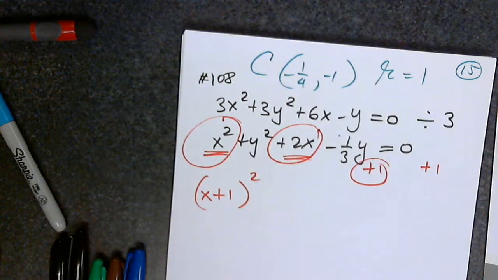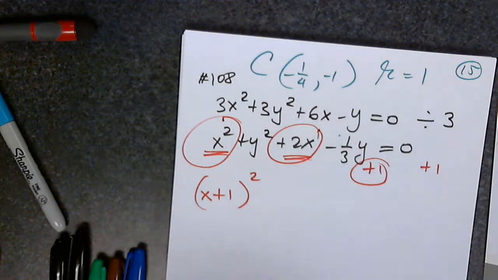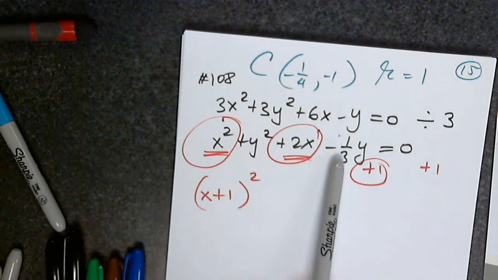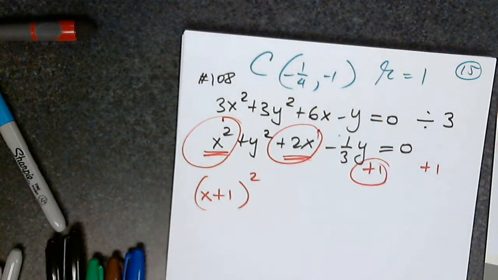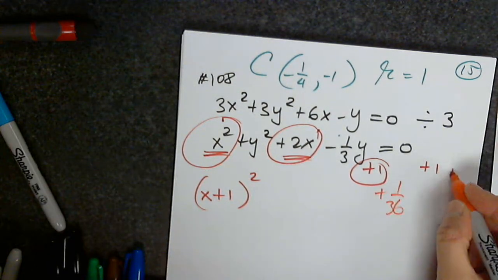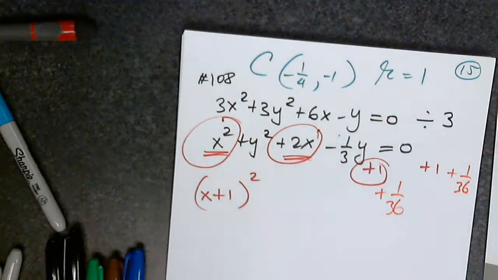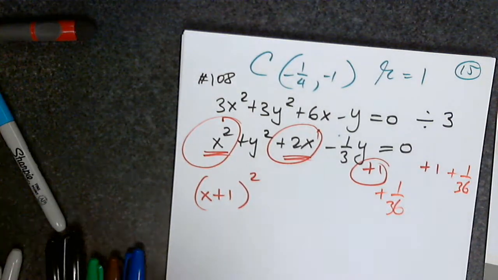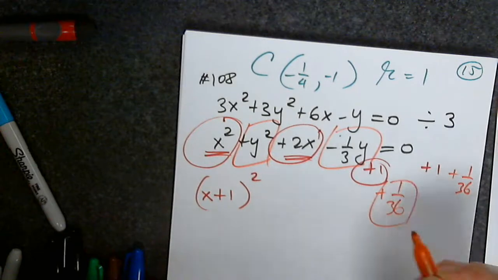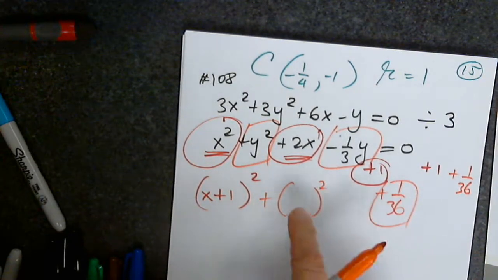Good. Now let's look at y. What does y need? So the middle coefficient is negative 1/3. Exactly. Squared. Yes. 1 over? 36. Exactly. Very good. So now this and this and this are accounted for here.